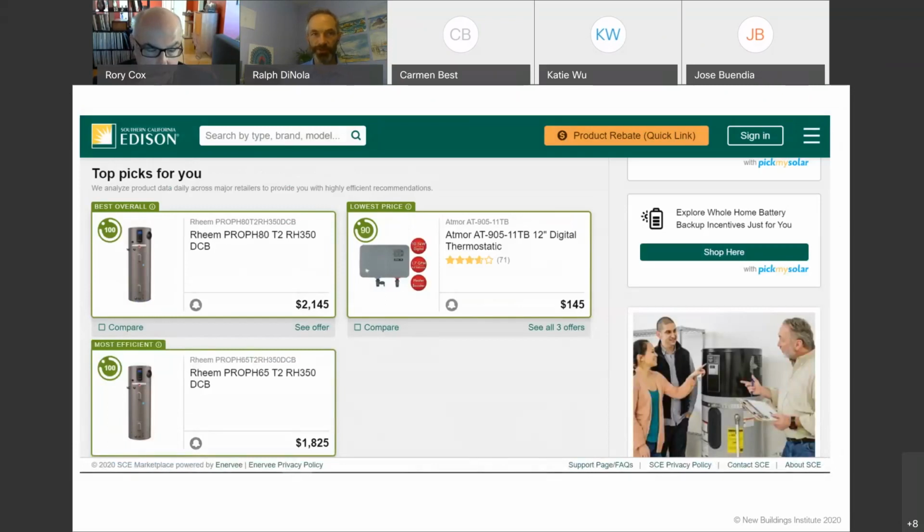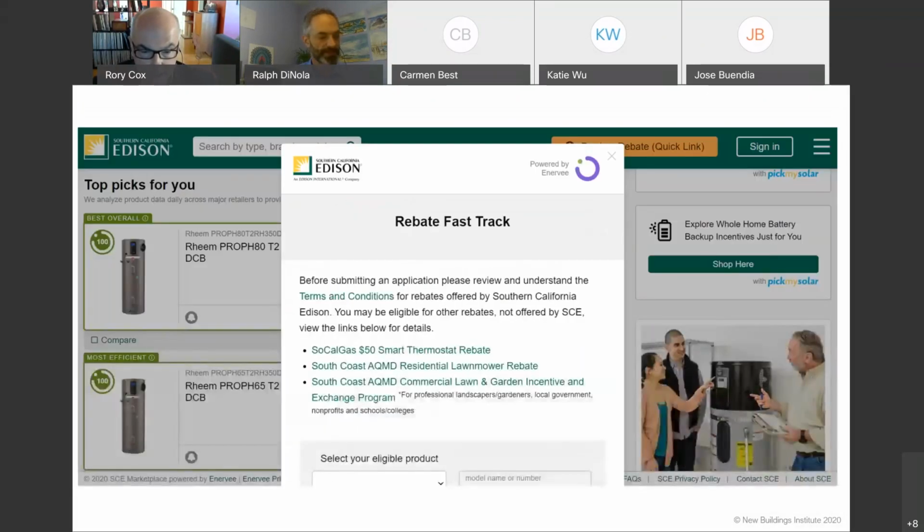And then moving to Southern California Edison's website and asking the same question: if I want a heat pump water heater, what's the incentive here? And so it's not clear that there's this incentive available. There are some rebates that are available for other things, and you can see reference to South Coast Air Quality Management District incentives.